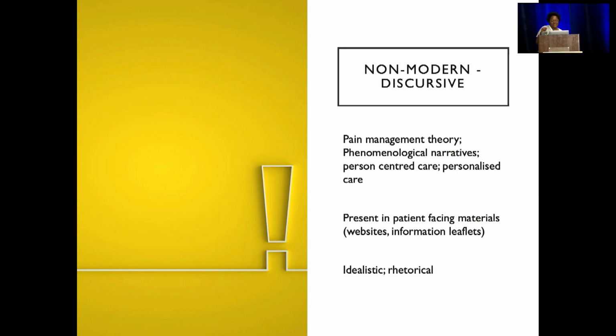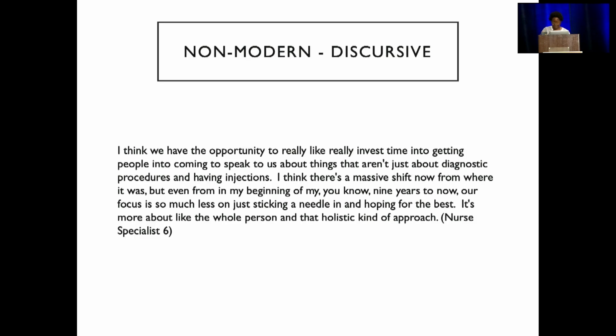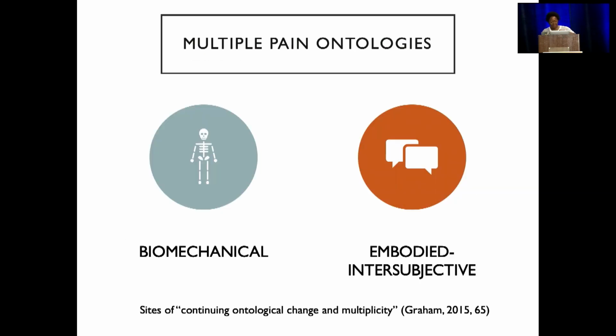But what Graham also identified was a non-modern discursive ontology, which is where we talk about doing that boundary work. So we're multidisciplinary, we're working together, but it's more in our language rather than in our actual practices. And this is pain management theory that we've heard about, drawing quite heavily on narratives, patient-centered care, ideas, personalized care. And this was present in patient-facing materials, almost in an idealistic form or a bit of rhetoric. It was almost like trying to convince people that this thing exists. And I'm going to move on.